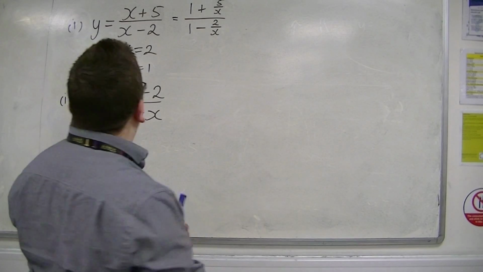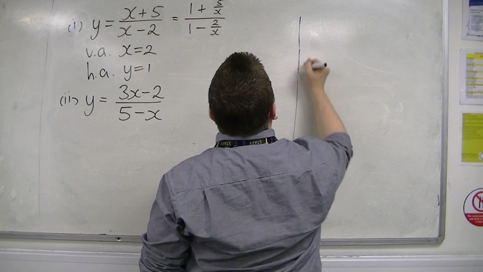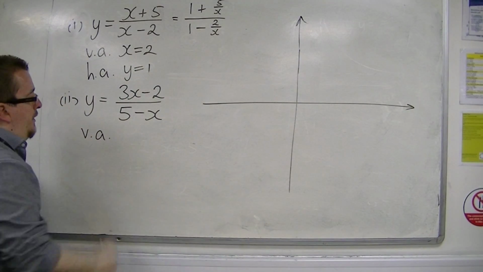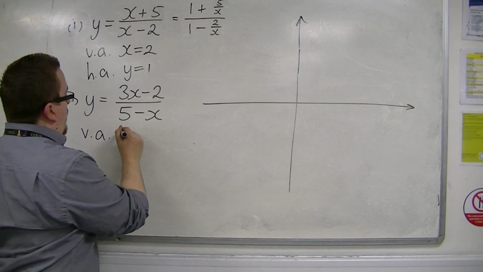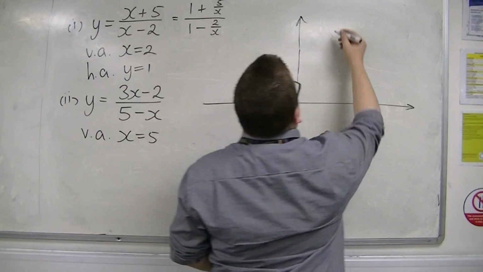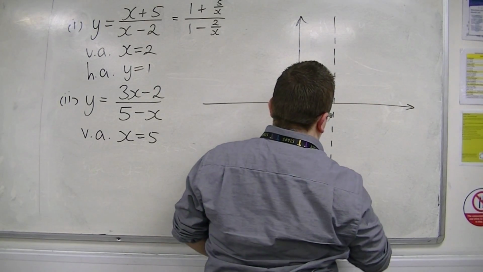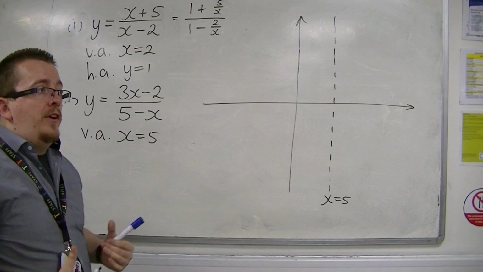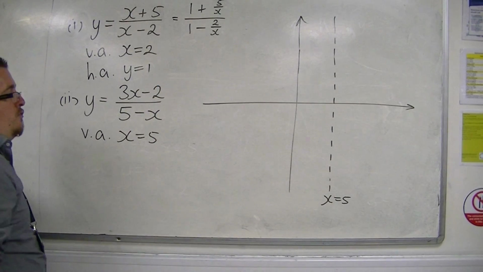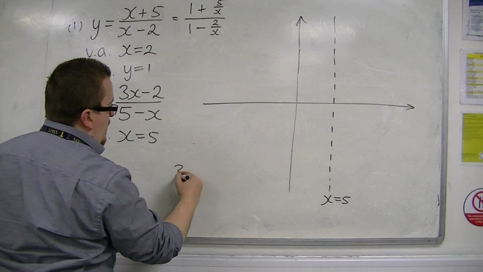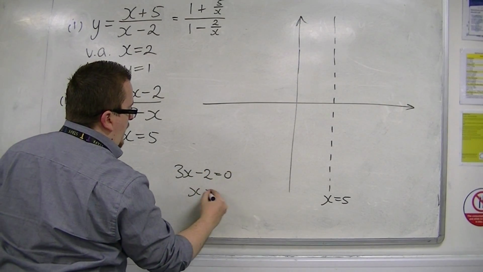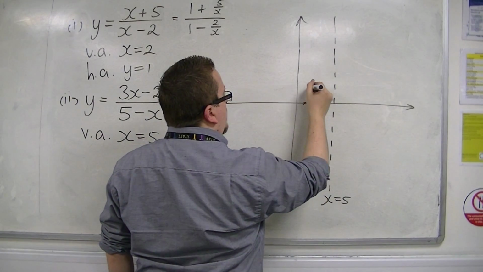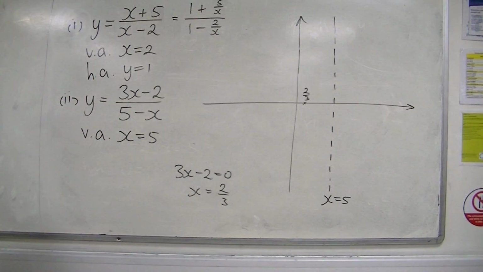Alright, let's look at the second one. So first off, vertical asymptotes. That's when the denominator is 0, so that would be x is equal to 5. There's x is 5. Then you also want to be looking at where it crosses the x-axis. That's when the numerator is 0. So the numerator will be 0 when 3x minus 2 is 0. So x is equal to 2/3. So 2/3 is approximately here. So that's where the curve crosses the x-axis.